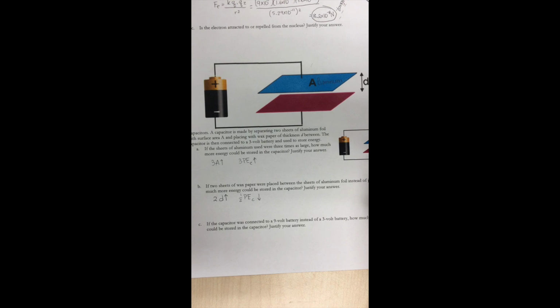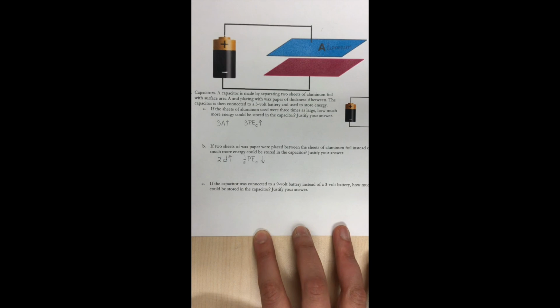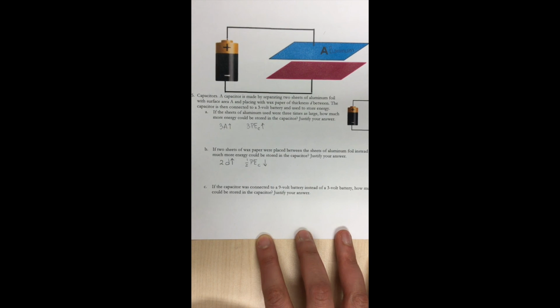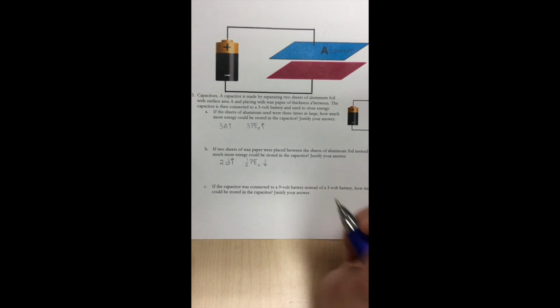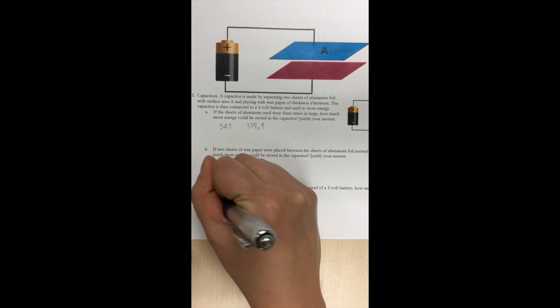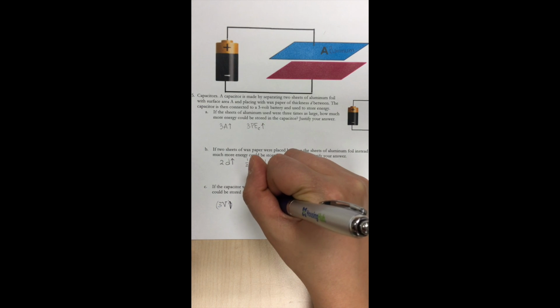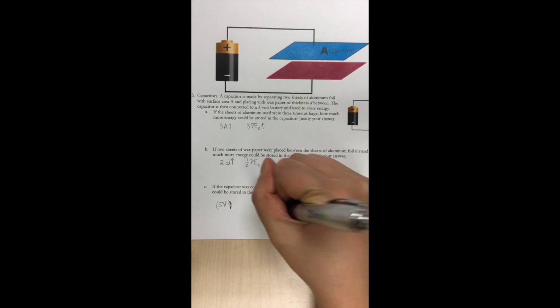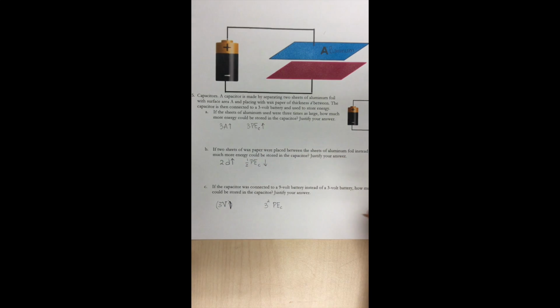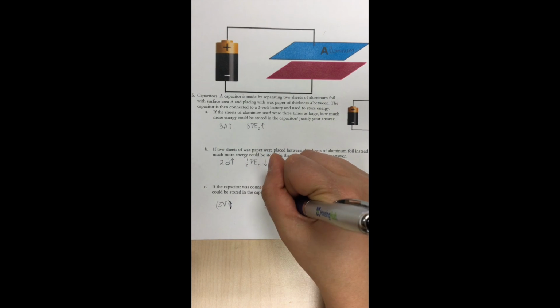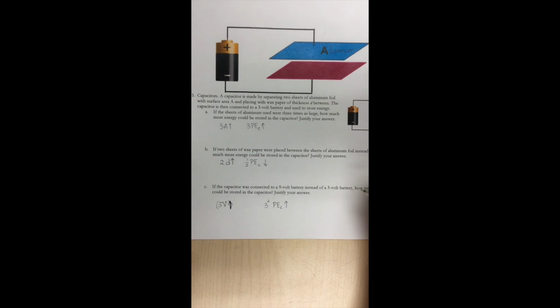Finally, if it's connected to a 9-volt battery instead of a 3-volt battery, how much energy would be stored in the capacitor? Well, this is a squared relationship. 3 times the voltage would give us 3 times the energy, but it's 3 squared. So it would store more energy. If voltage goes up, then energy goes up by V squared.